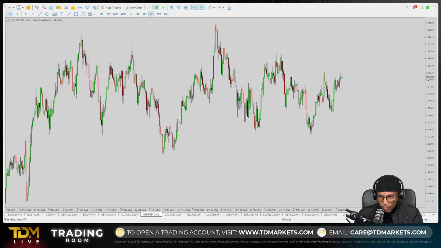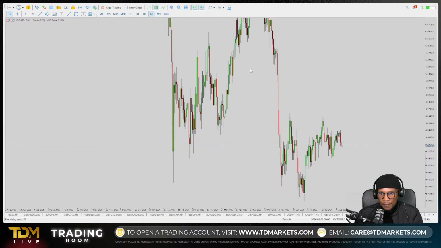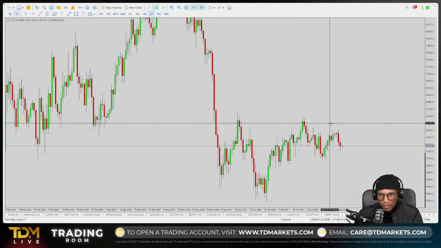Bitcoin, let's have a look at what Bitcoin is doing. With Bitcoin, as far as the regulations are concerned, there's something that the markets are waiting for, right? The Clarity Act. The markets are waiting for the Clarity Act, which is going to possibly provide big movements on the crypto. The crypto has been rather slow. So the markets are awaiting the Clarity Act.